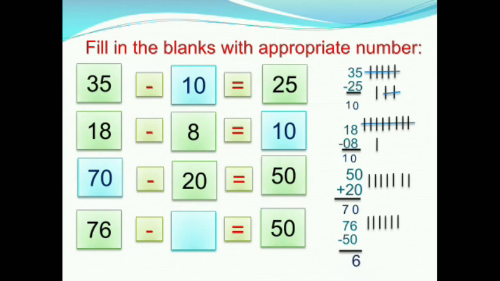Next we should subtract tens place digits. They are 7 and 5. Here first number is 7. So we will draw 7 lines. Next number is 5. So we will cut 5 lines. Now how many lines are remaining? 1, 2. 2 lines are remaining. So we will write 2 in tens place. Therefore, 76 minus 50 is equal to 26. So the missing number is 26.